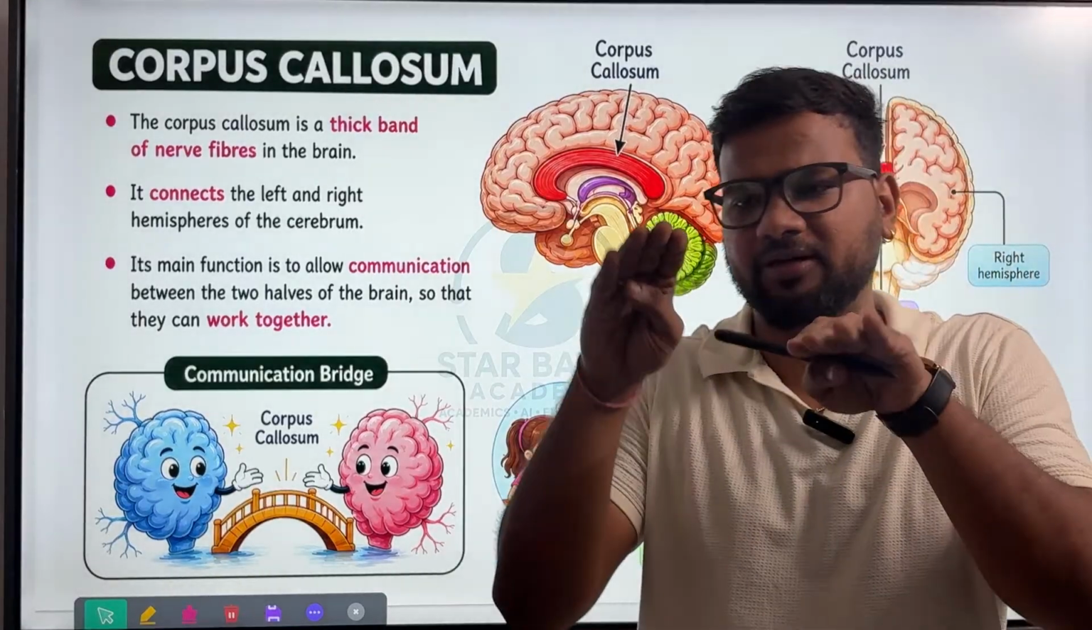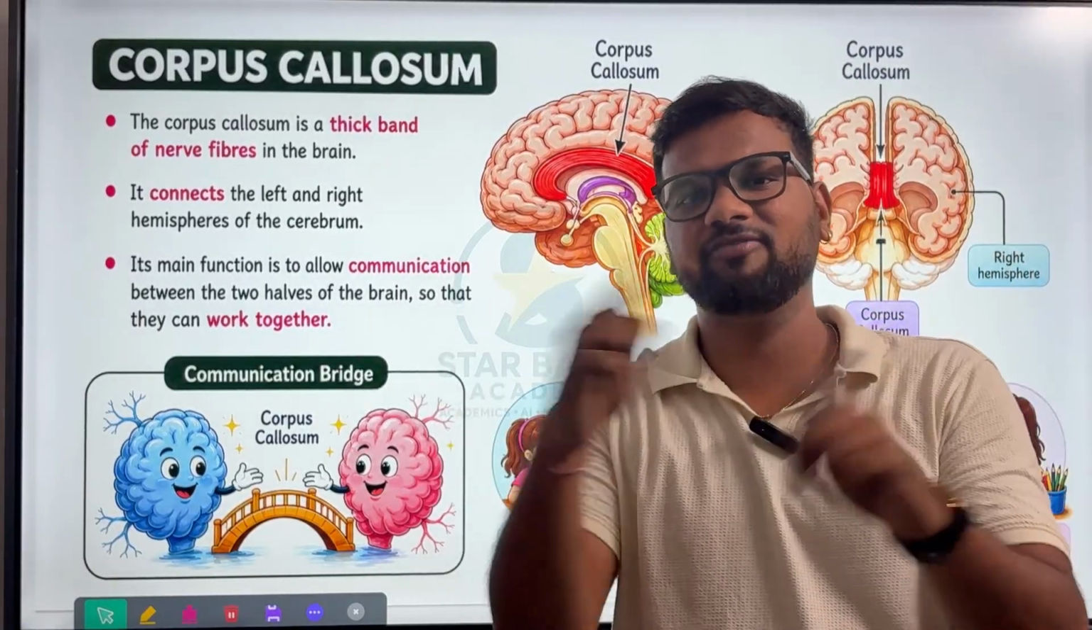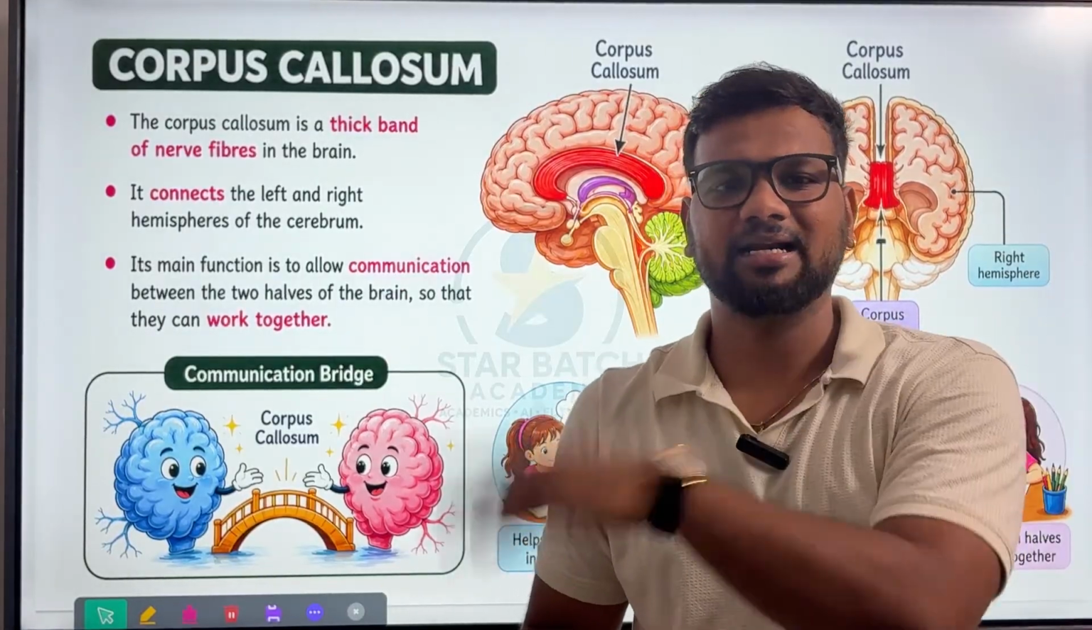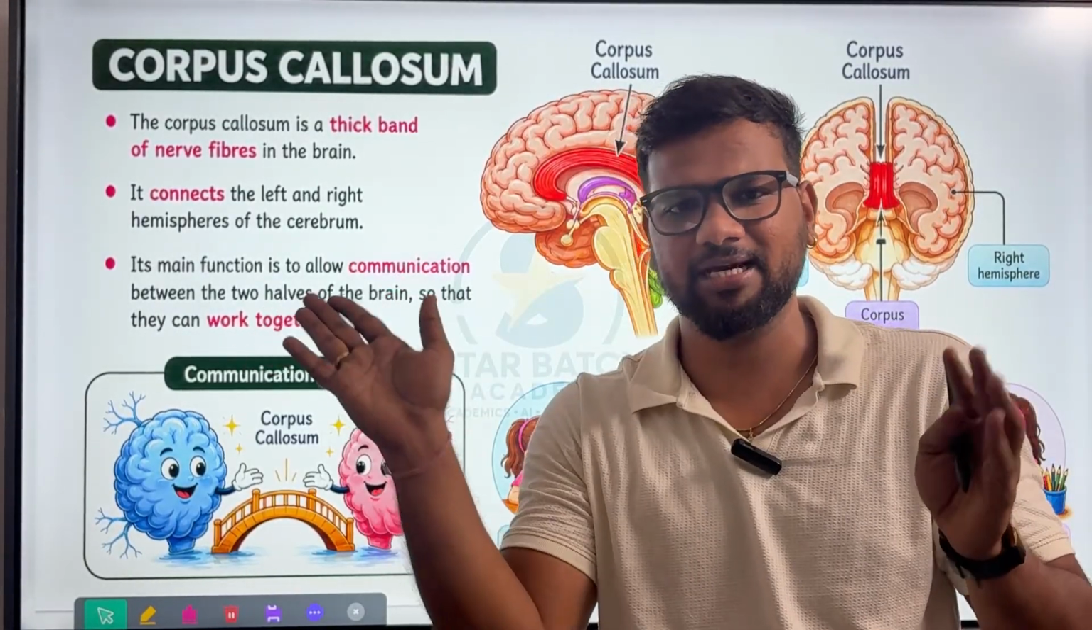What exactly does it do? It is a bridge between right and left brain. Passes the information. What is in the right it will give to the left, what is in the left it will give to the right. Just like a postman. Okay? Yes.